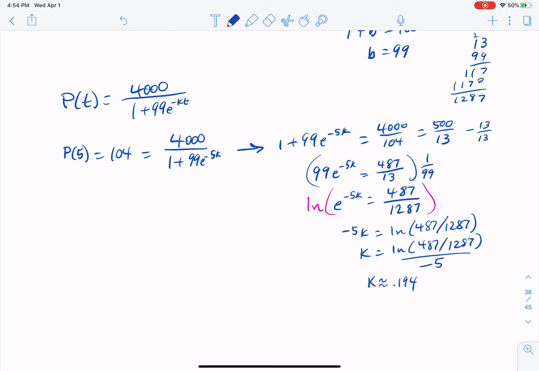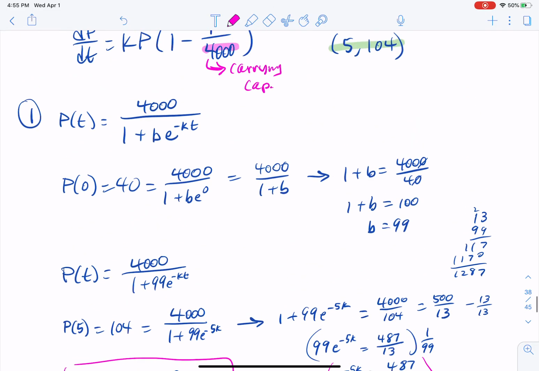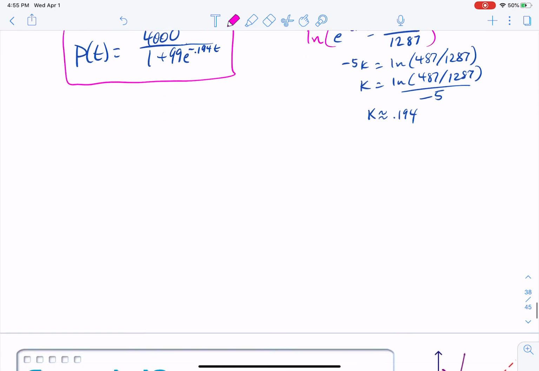So k is about 0.194. All right, so one last time. P of t is equal to 4,000 over 1 plus 99 e to the negative 0.194t power. And we have finished, finally, part A. And by part A, I mean part 1. All right, what was the second part of this?